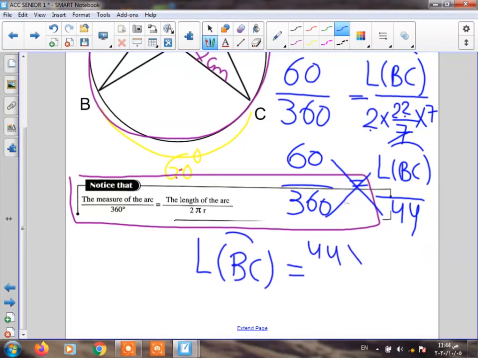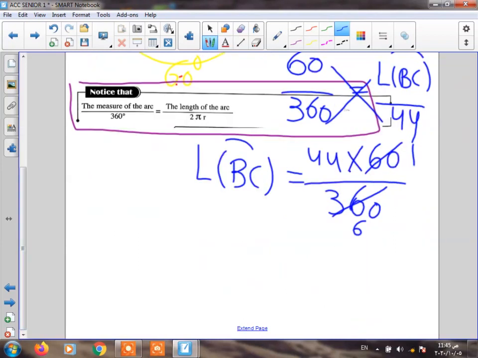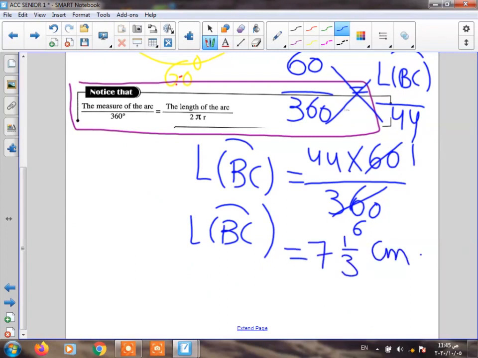44 times 60 over 360, and easily I can get the result. Now I can simplify: divided by 60 equals 1, divided by 60 equals 6. So the length of PC will be 44 over 6, which is 7 and a third centimeters, according to the unit of the radius.